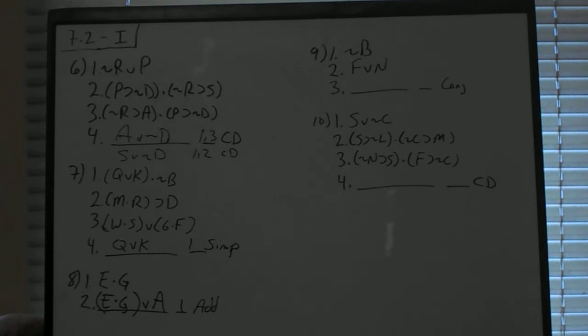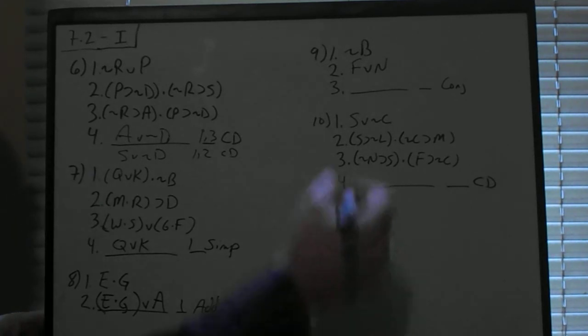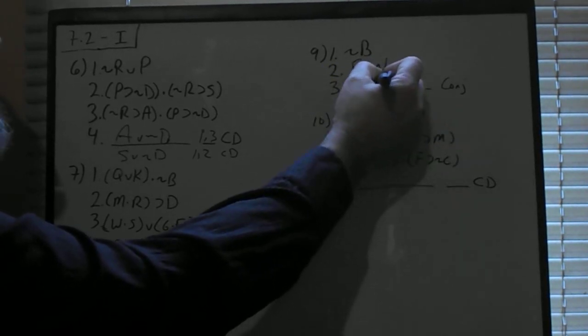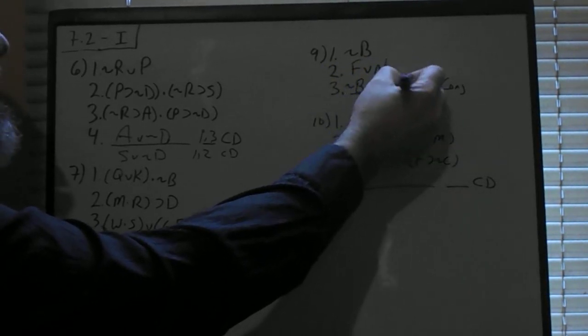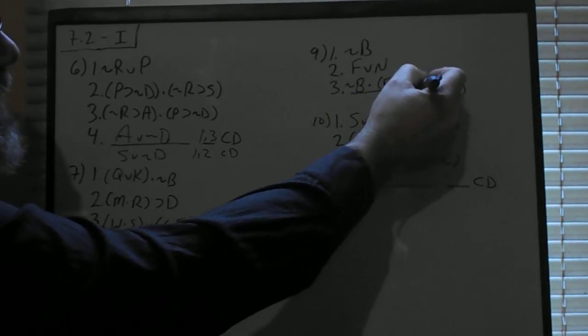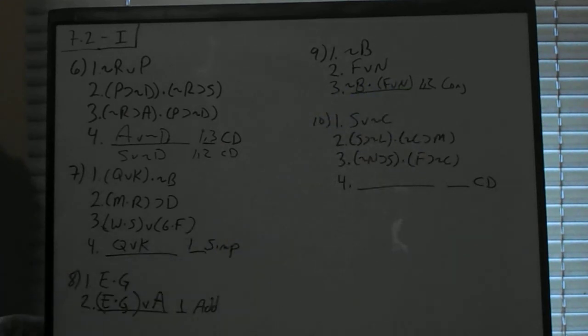Number 9, we've got not B, F or N, and they want a conjunction. So a conjunction, you take any two lines, join them together with the dot. So here is not B and dot, F or N. Again, since you're adding three things together, you need the parentheses, your punctuation. So 1 and 2 through conjunction would give you not B and F or N.